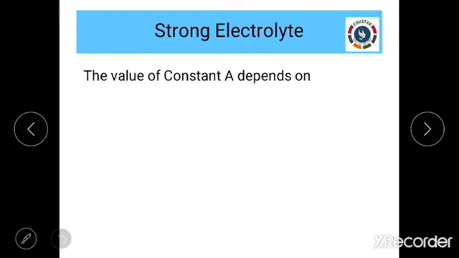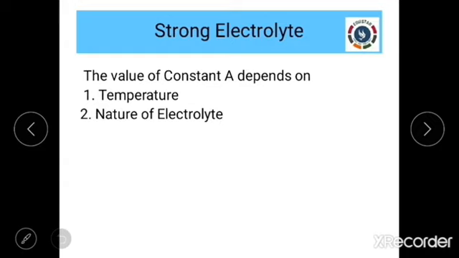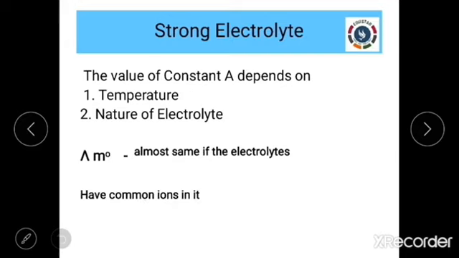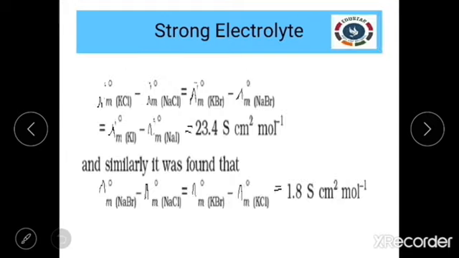Now the value of constant A. What is the constant A? This is the slope. It depends on two things. One is temperature and another one is nature of electrolyte. Right? The limiting molar conductivity is almost the same for electrolytes which have common ions in them. This was enunciated by Kohlrausch.